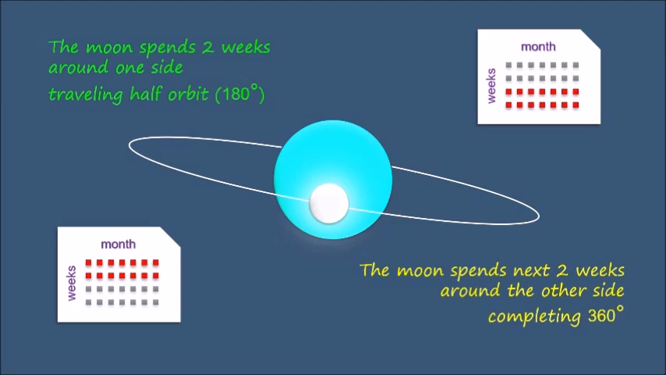If you look at the red weeks of the month on the calendar, indicating the Moon spends 2 weeks around one side, traveling half orbit. It spends next 2 weeks around the other side, completing 360 degrees.